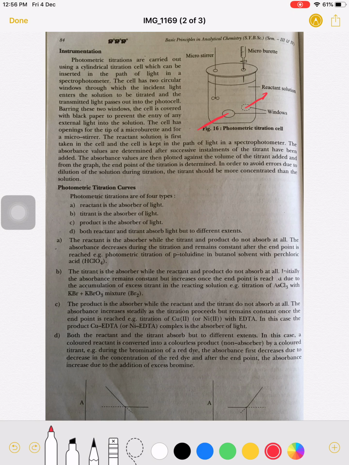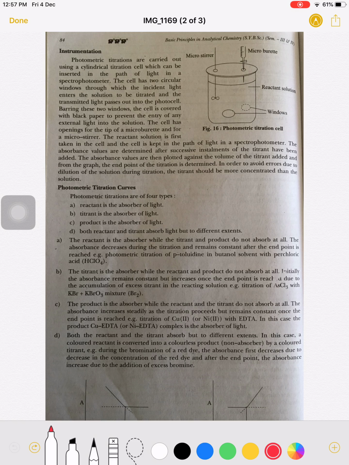So these two windows are used when this titration cell is kept in the spectrophotometer. Barring these two windows, the whole cell is covered with black paper to prevent the entry of any external light into the solution. So to prevent the entry of other light into this titration cell, the whole cell is packed with the black paper.